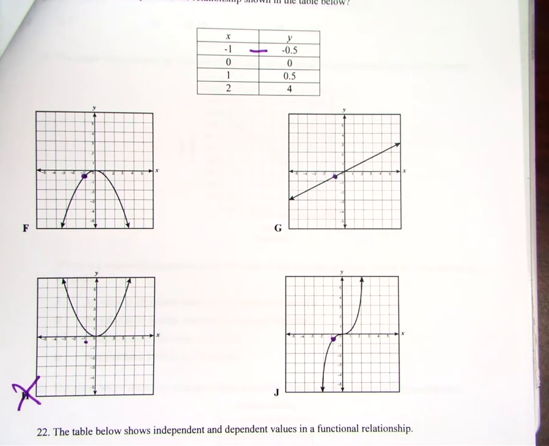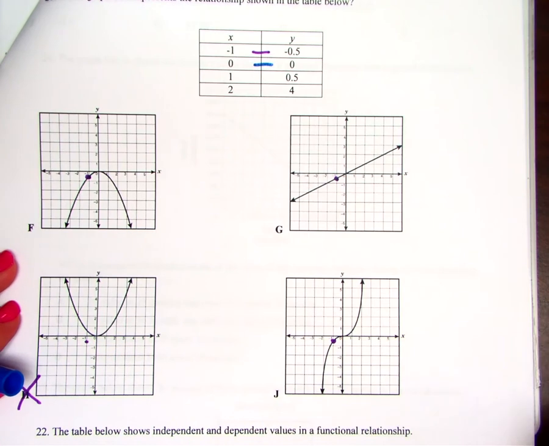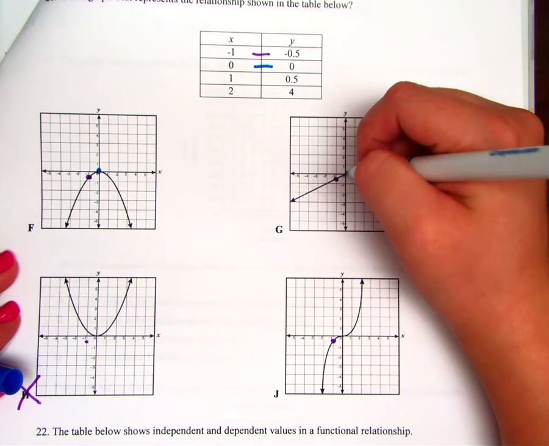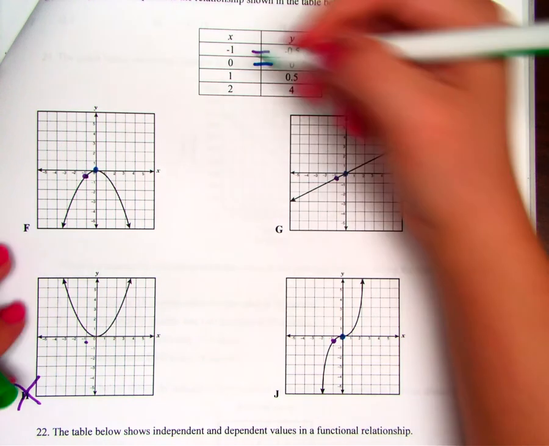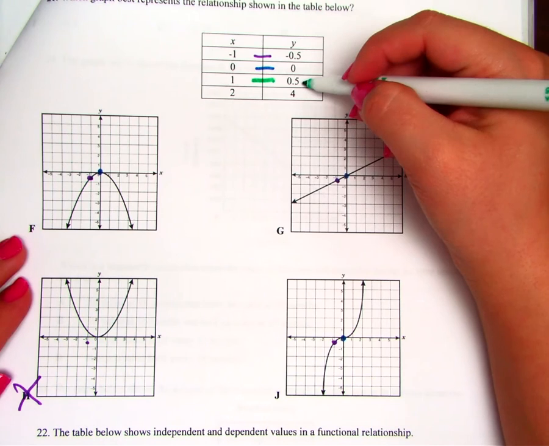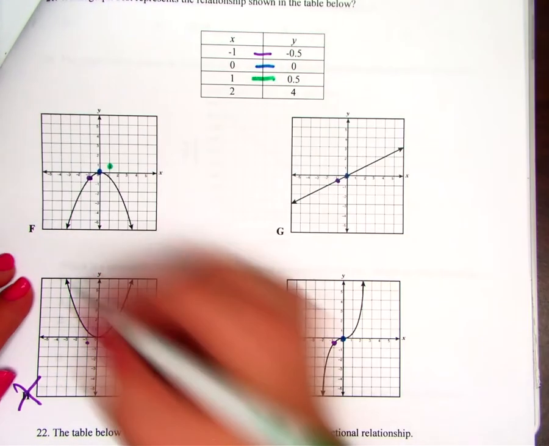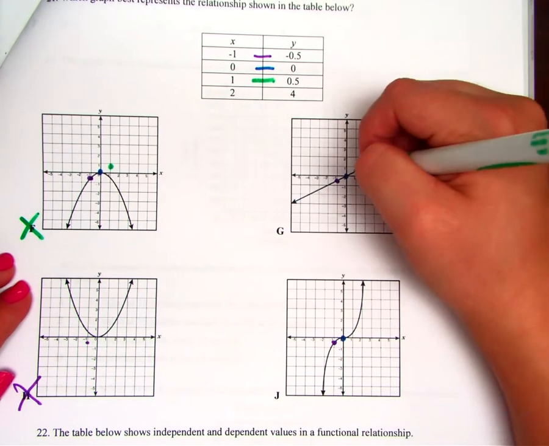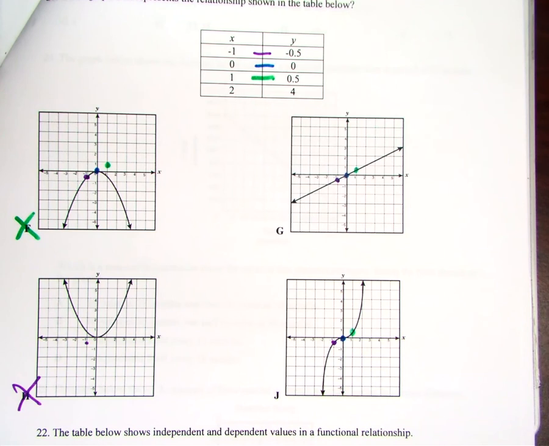So I'm going to switch colors real quick, just so that we can see it easier. The next one goes through the origin. Goes through the origin, goes through the origin, goes through the origin. So far we can't cross out any of those. Let's hope that this next one can cross out another one. 1, comma, 0.5. So they're both positive. So 1.5, can cross that one out. 1.5, that one's good. 1.5. Alright, so now we're down to 2.